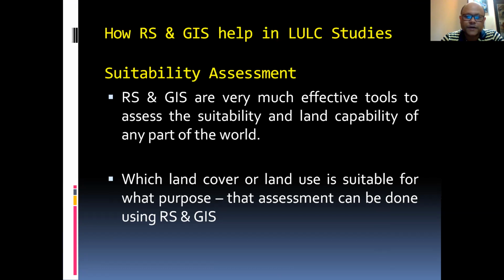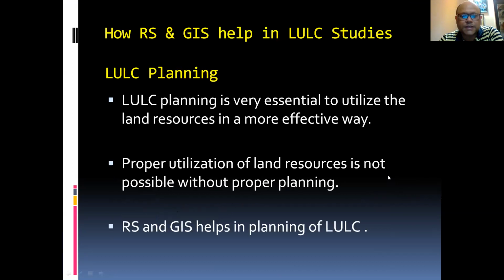For example, one land is suitable for agriculture, but if we create built-up areas in that particular area, that land will not be as productive. So that kind of suitability and capability analysis, we can do with the help of remote sensing and GIS. Which land cover or land use is suitable for what purpose, that kind of assessment can be done with remote sensing and GIS.